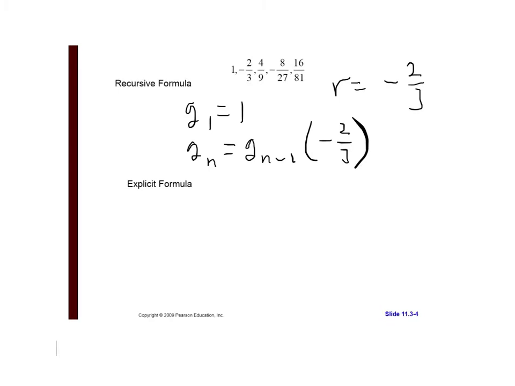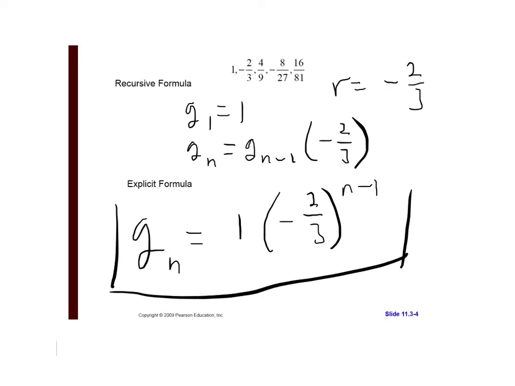Okay. For this one, we knew the common ratio was negative 2/3. We know the first term was 1, so g sub 1 equals 1. To get the next term, I take the previous term and multiply by negative 2/3. Now to get the explicit formula for this one, you take your first term, which we really don't have to write, times negative 2/3 raised to the n minus 1. And that's certainly one form to write this.